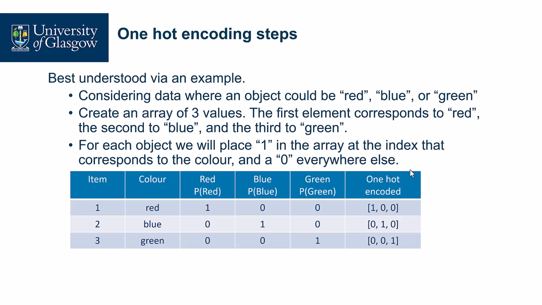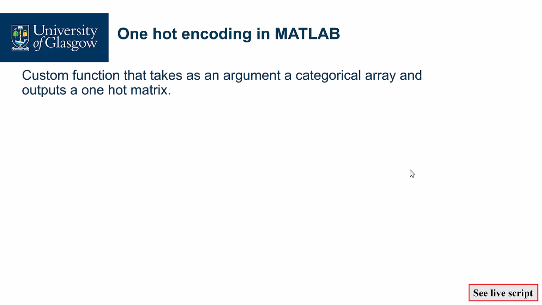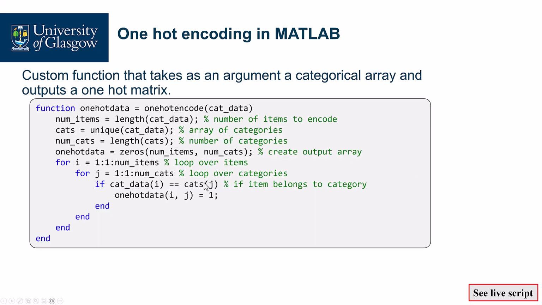Right. So how to do one-hot encoding in MATLAB? Here I first wrote a custom function. We call it one-hot encode, category underscore data. Now this is for your homework. So you can read this program and see how it works, right?